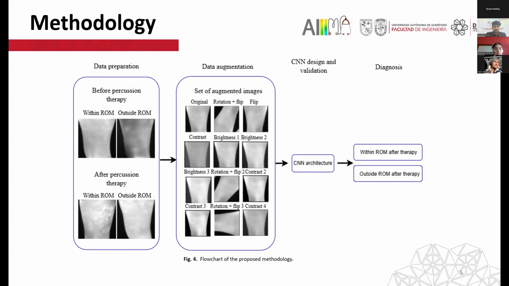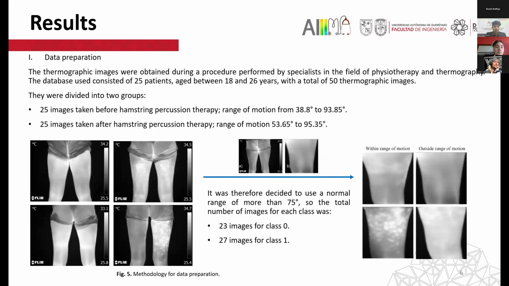For the data preparation, we use a private data set consisting of thermographic images and patient data related to range of motion measurements. The database used consists of 25 patients between 18 and 26 years old with a total of 50 images. These images were divided into 2 groups.